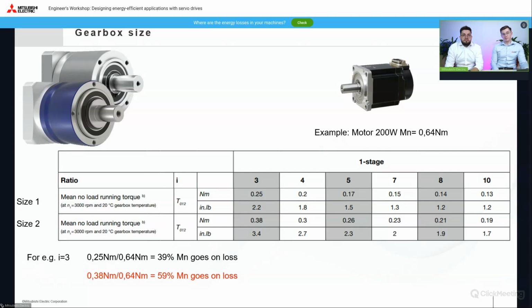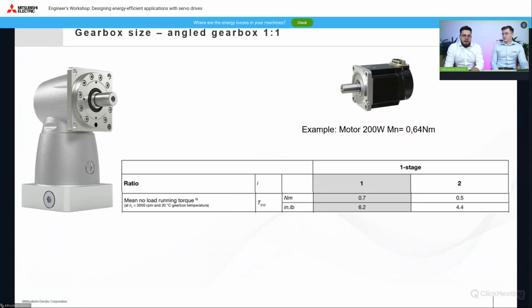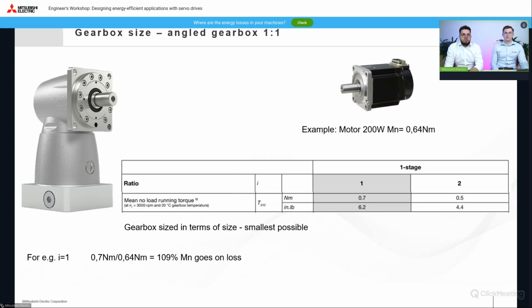Yes. It's a very big problem because now you have to change the gearbox, or in most cases change the motor, or sometimes change the whole system. Right. And this is the most forgotten thing with a gearbox that seemingly changes nothing, for example ratio 1:1. And here is an example. For the same 200 watt motor, with a gearbox sized on the size of the motor, the smallest possible, and ratio 1, the internal resistance is so high that it can absorb 109% of the nominal torque of the motor.